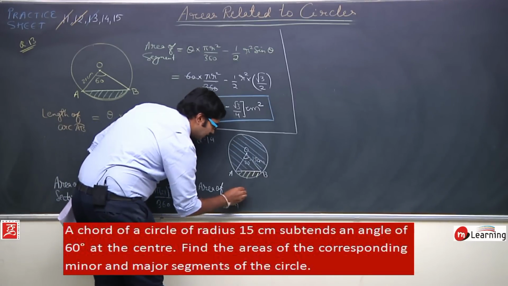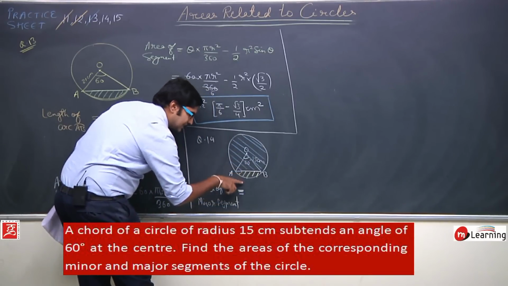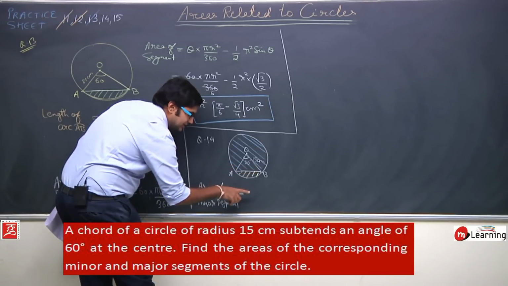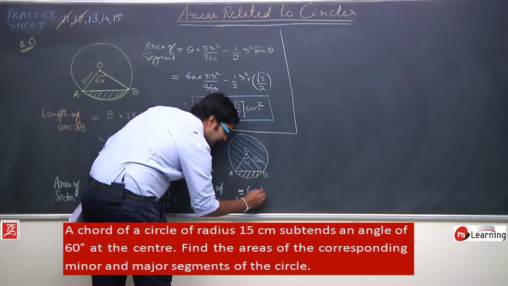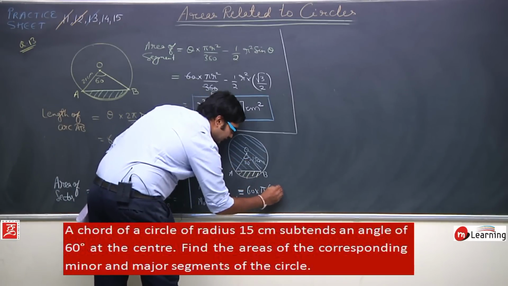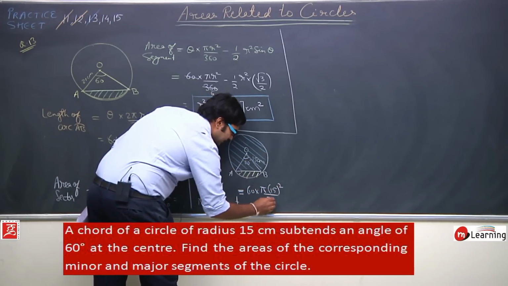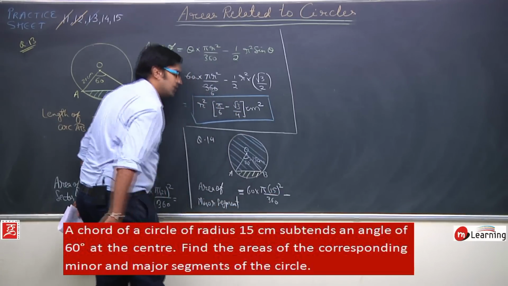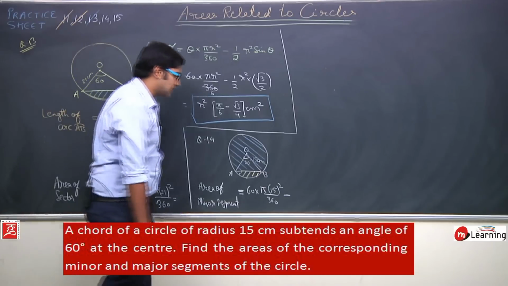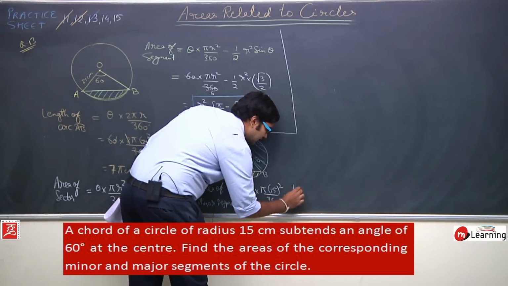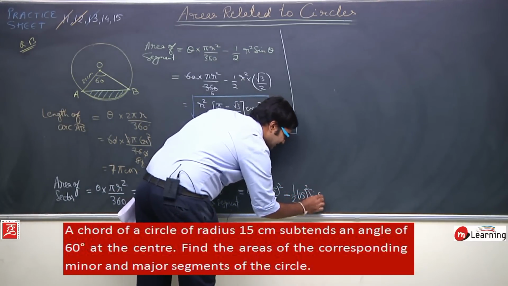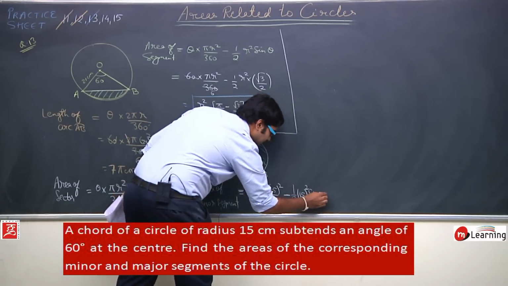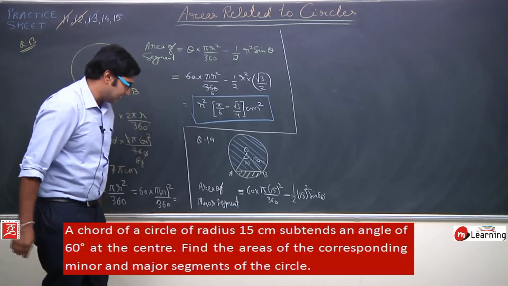is equal to the area of the sector minus the area of the triangle. What is the sector? Sector is theta upon 360 into pi r square, so theta is 60 degrees, r is 15, upon 360, minus the area of the triangle. The triangle is half r square into sine of angle 60 degrees, that is half into 15 square into sine of 60 degrees.